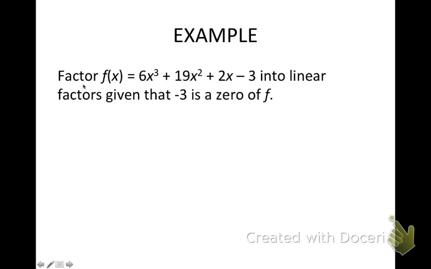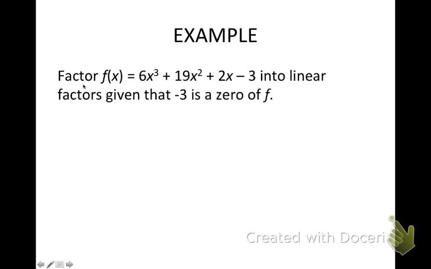All right, so now what we're going to do is talk about how we can actually factor any polynomial by knowing one of the zeros. So we have 6x to the 3rd plus 19x squared plus 2x minus 3.